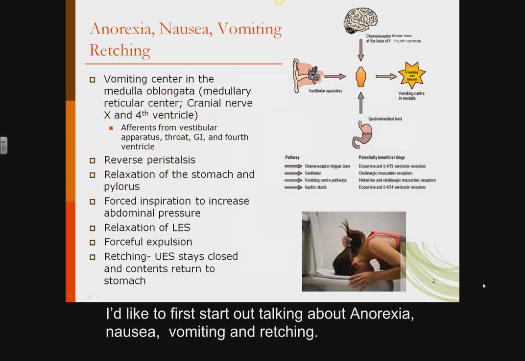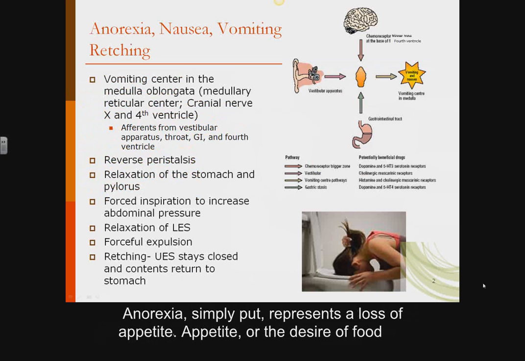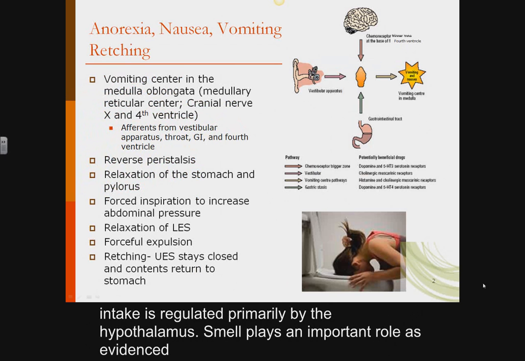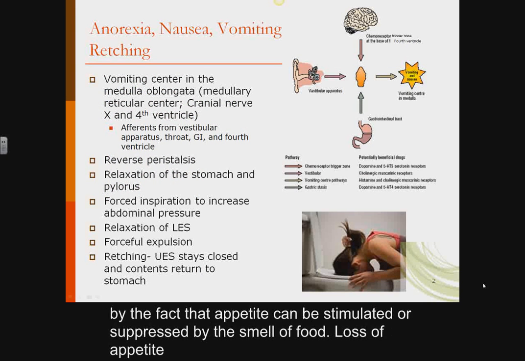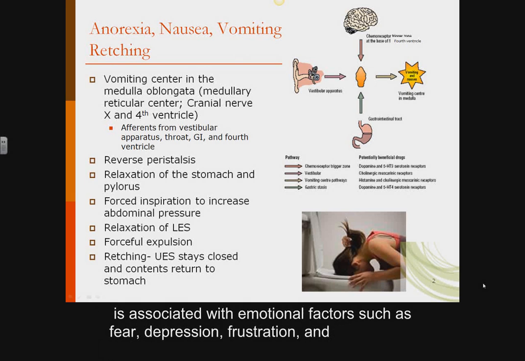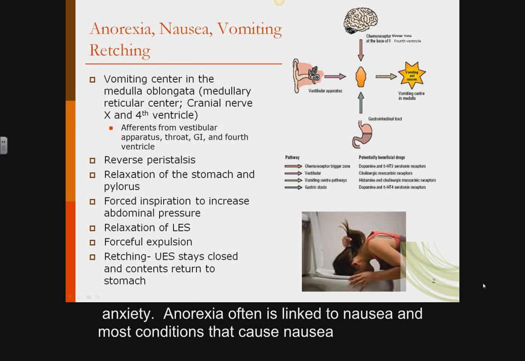I'd like to start out talking about anorexia, nausea, vomiting, and retching. Anorexia, simply put, represents a loss of appetite. Appetite, or the desire of food intake, is regulated primarily by the hypothalamus. Smell plays an important role, as evidenced by the fact that appetite can be stimulated or suppressed by the smell of food. Loss of appetite is associated with emotional factors such as fear, depression, frustration, and anxiety.